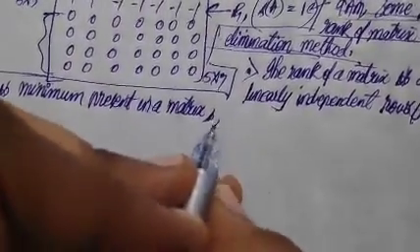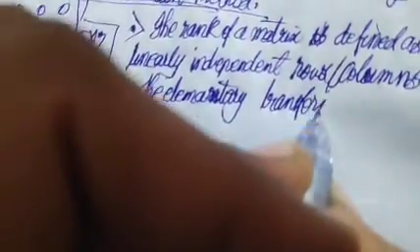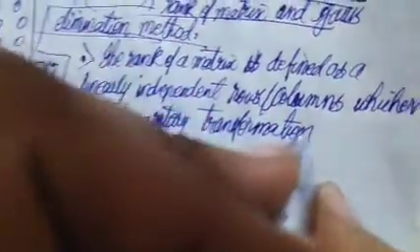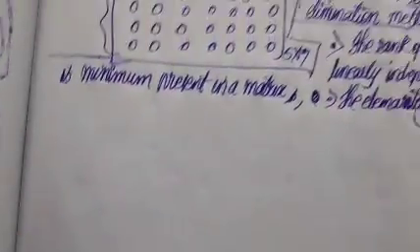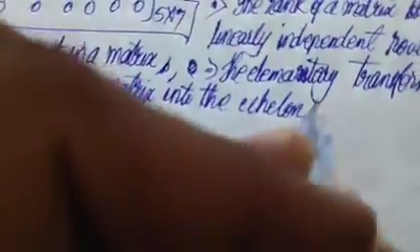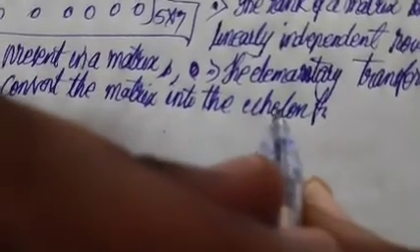Now the second point is that the elementary transformations are actually done in order to convert a matrix into the echelon form.